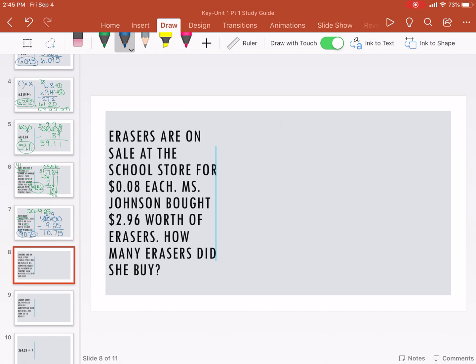Erasers are on sale at the school store for 8 cents each. Miss Johnson bought $2.96 worth. How many erasers did she buy? So this one is division because we're taking apart the total. So we're doing our $2.96 divided by 0.08.